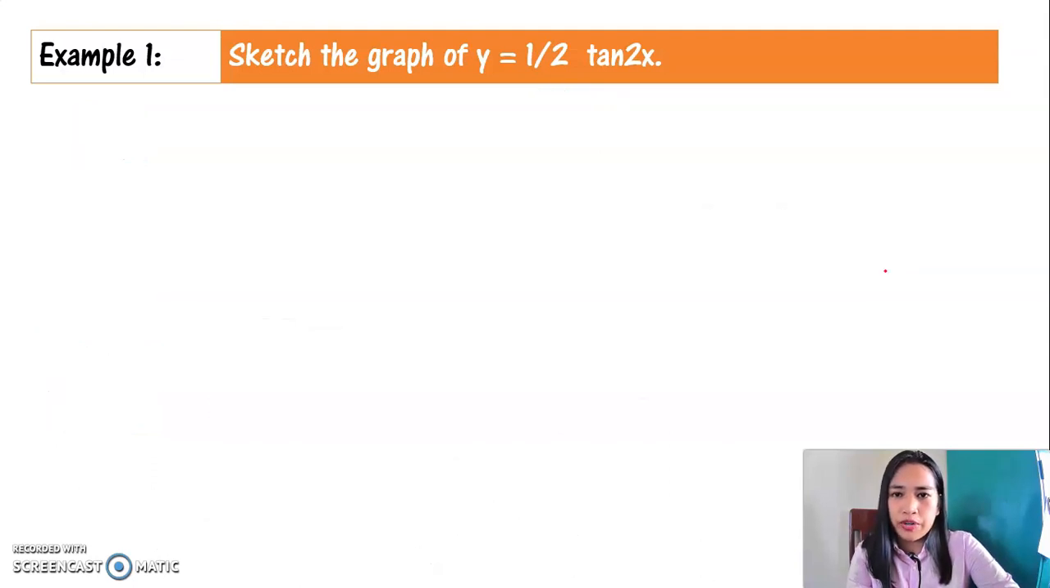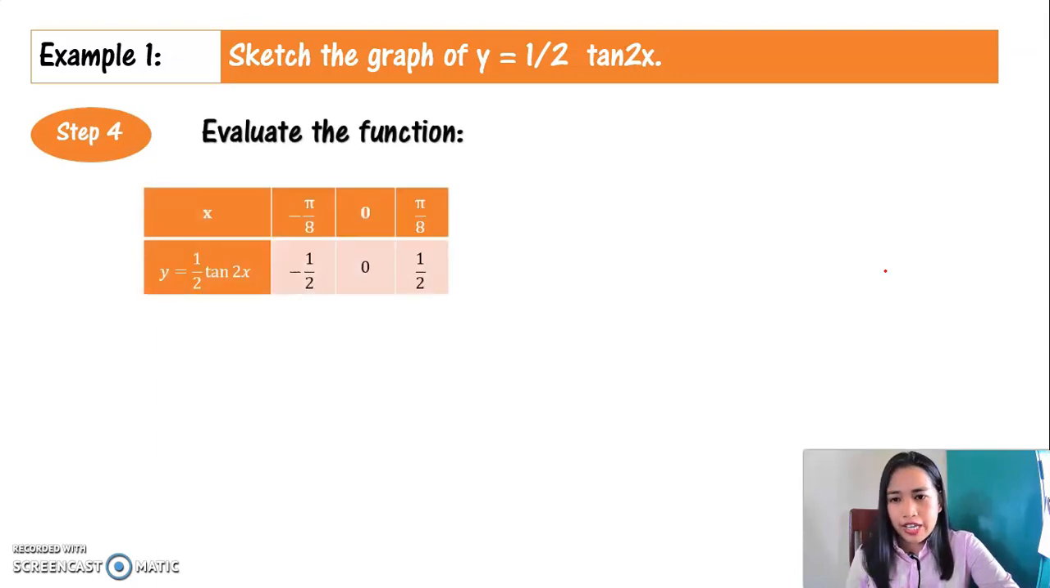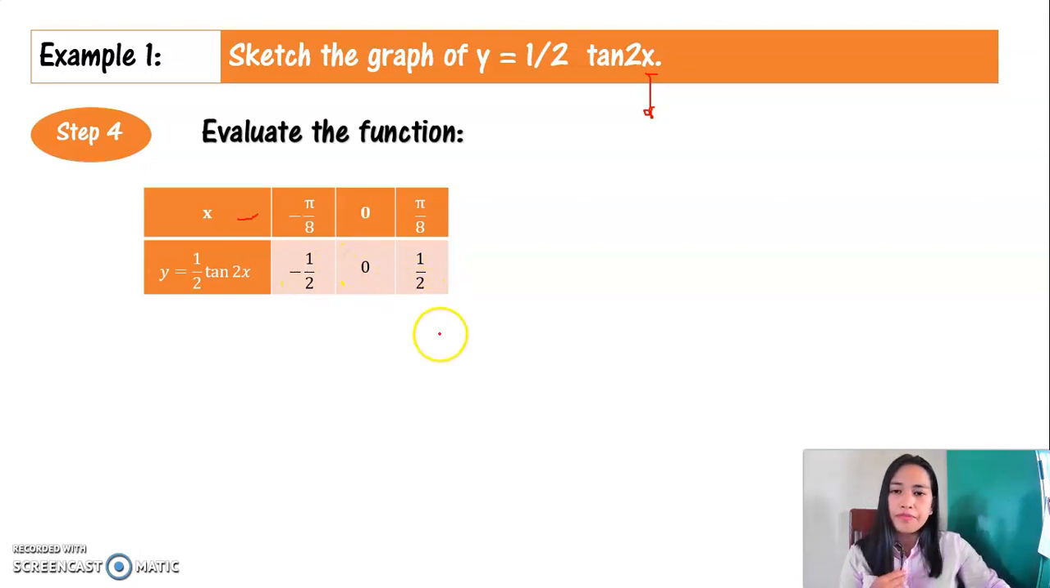Okay, step 4. We are going to evaluate the function. Okay, so in evaluating the function, i-substitute lang nato ang values ni x diri sa x. So, to make it shorter, ako na siyang gidiretso og evaluate and we obtain negative 1/2. We have 0 and 1/2. So, I will leave the checking for you kung yun ba na siya pag-come up ani nga mga values.